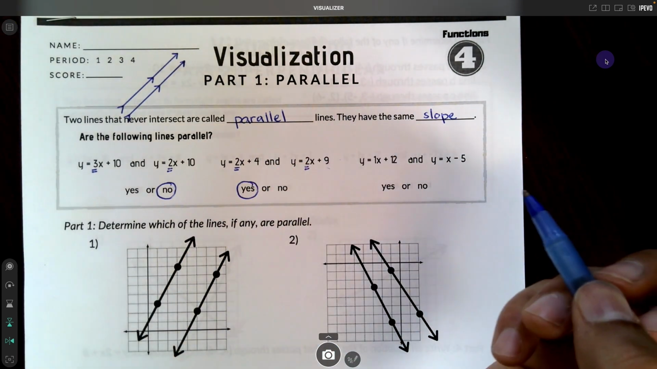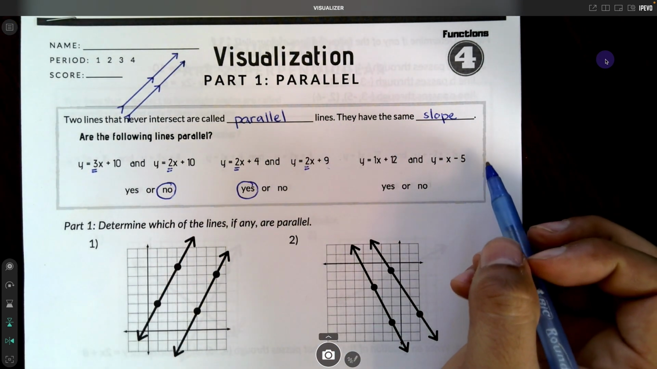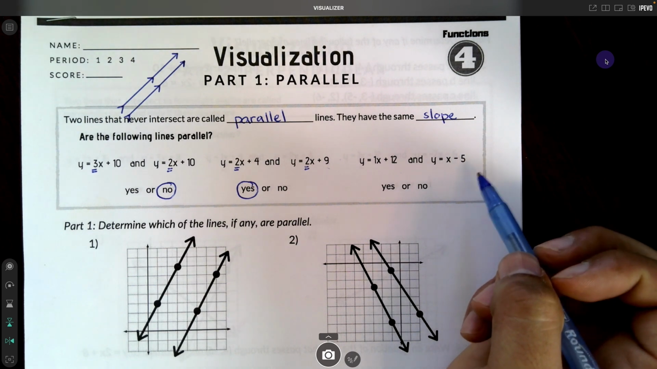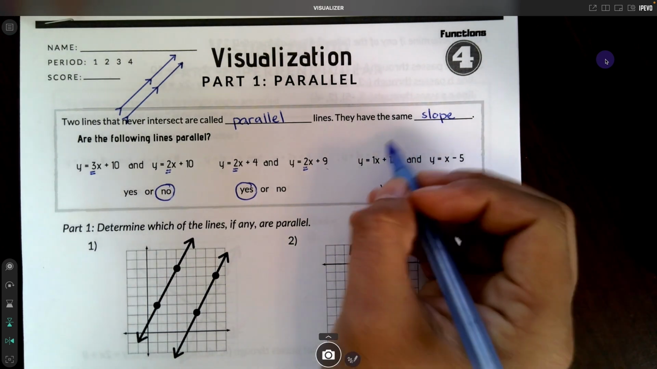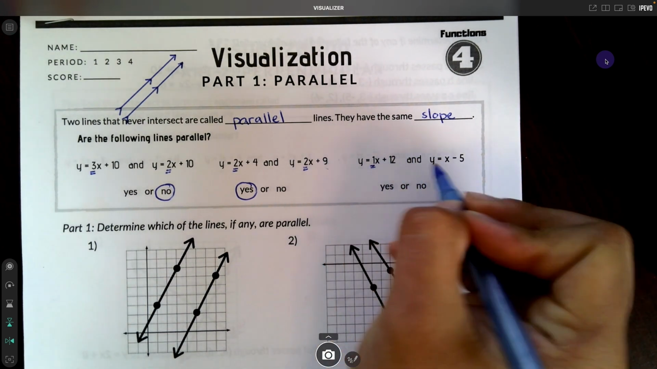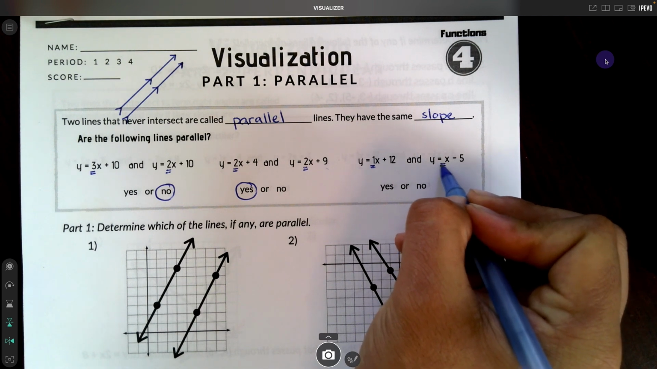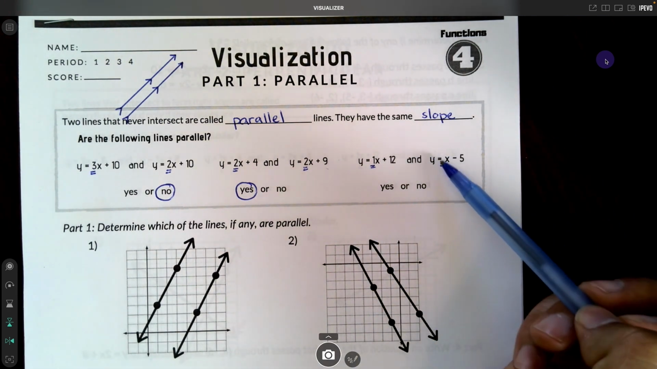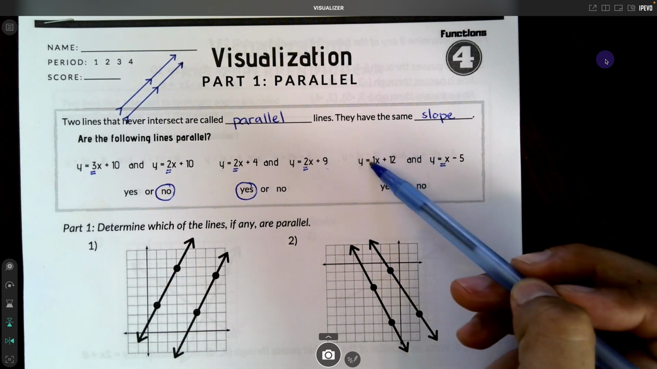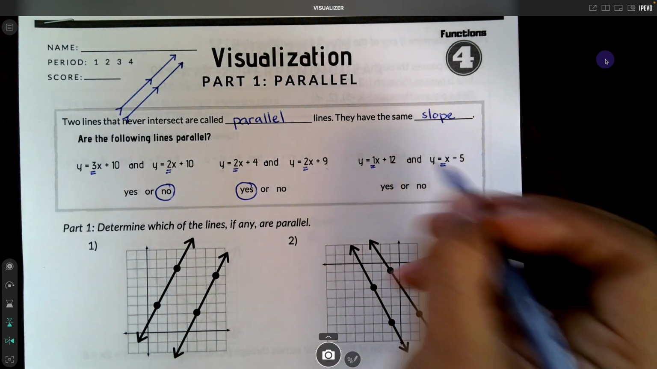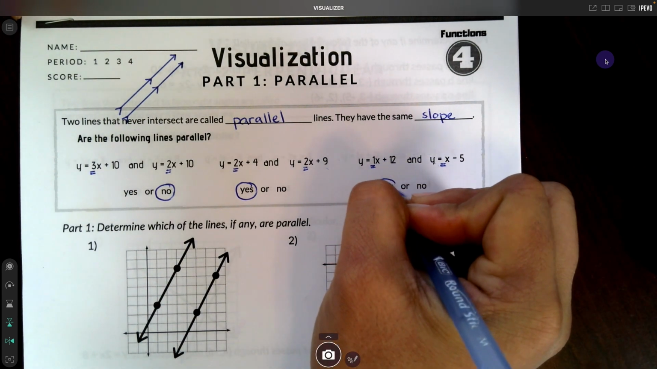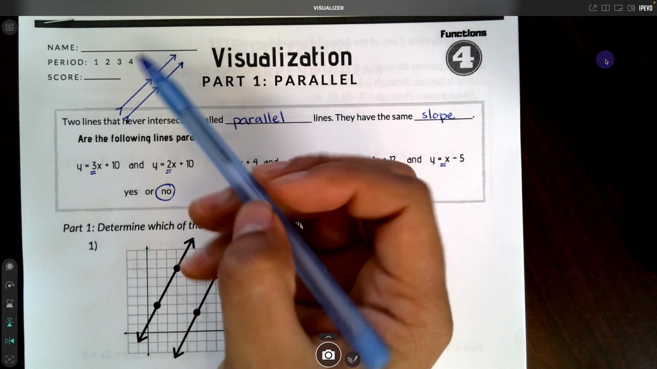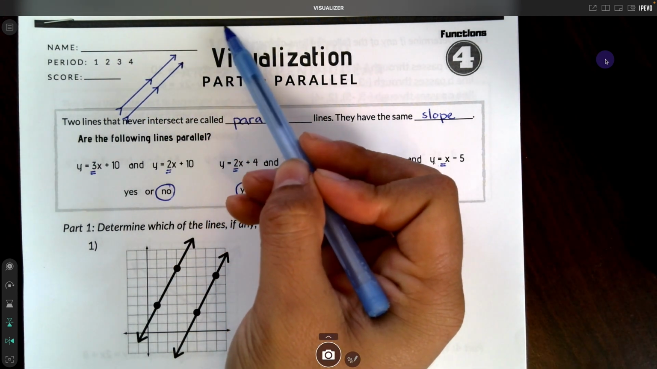Now some equations, you're gonna have to do a little bit more thinking. In this one we have a 1, and this one has no number in front of it, but remember I've taught you guys before that if it doesn't have a number, pretend it's a 1, so these are the same sloped equations, so these are parallel, meaning they will never touch. They'll go on forever and ever and ever and never touch.